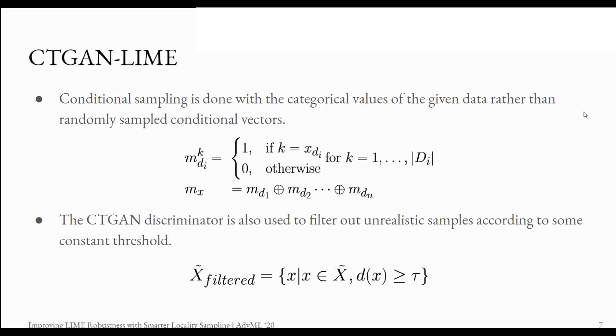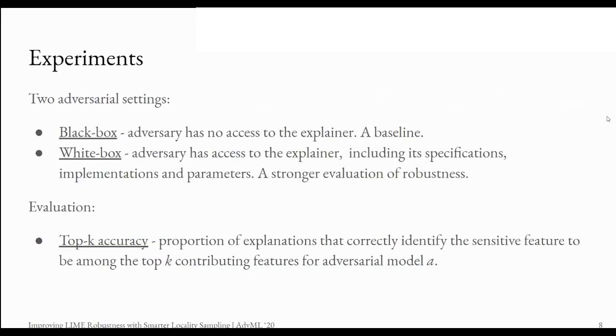We now describe our experiments. We experiment with two adversarial settings, namely black box and white box. In the former, the adversary does not have access to the explainer nor its implementation. It only receives queries from it. In our experiments, we attack CT-GAN Lime using the original fooling Lime attack, which trains its critic based on synthetic samples generated by the Lime strategy. This establishes a baseline evaluation of CT-GAN Lime robustness.